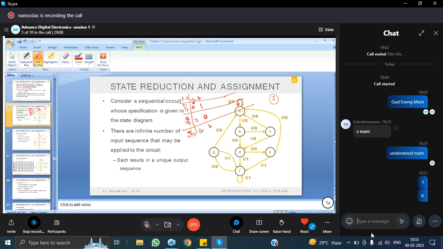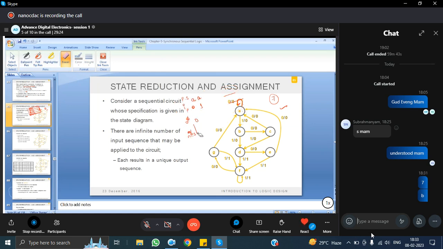See, first thing is, from this diagram, if you are designing this table, if you are writing this table, then it will be easy to find out which type of circuit it is.